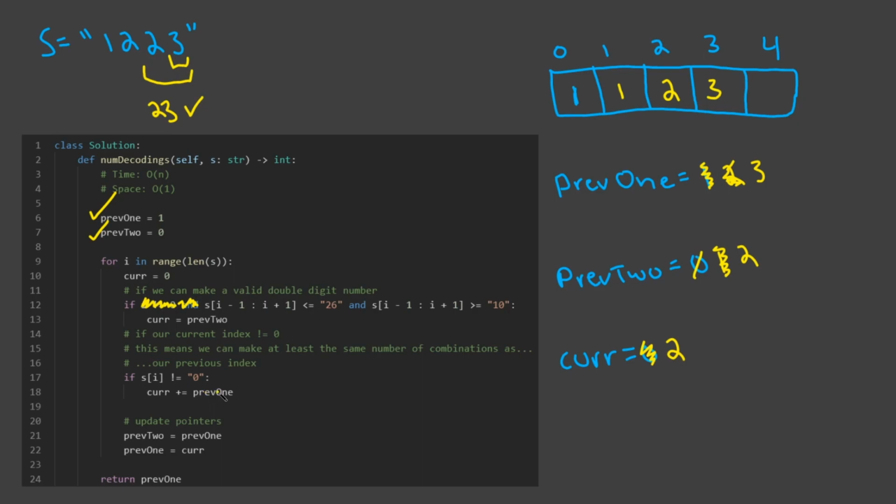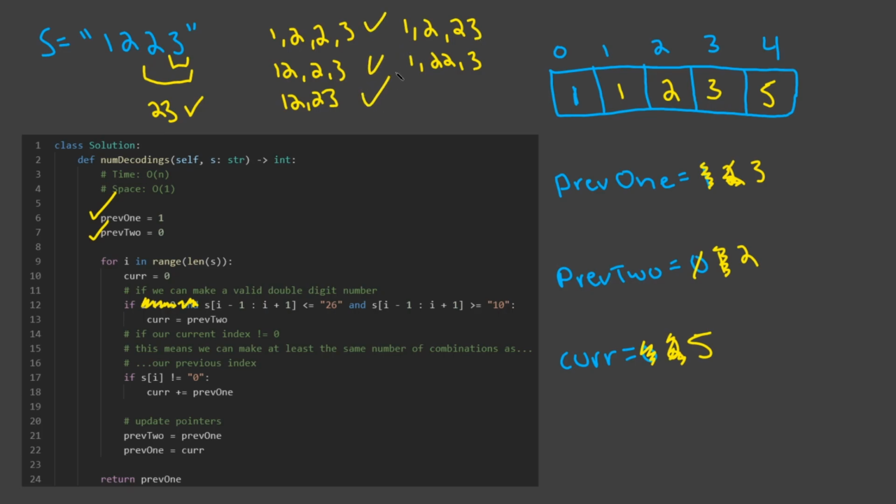So we can add current plus previous 1, and then set that equal to current. So current is going to be 2 plus 3, which is 5. So we want to update this to 5. And also, at this fourth index, we could have a 5 here, meaning we have 5 different combinations. And we know that's true because we can have 1, 2, 2, and 3, 12, 2, and 3, 12 and 23, 1, 2, and 23, or we could have 1, 22, and 3. And all of these are valid combinations, so that checks out.